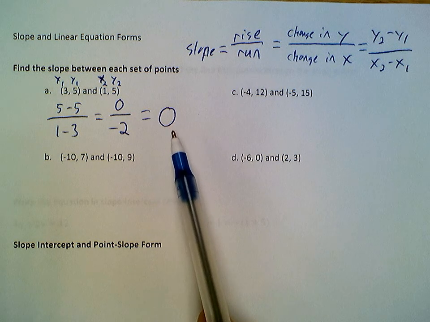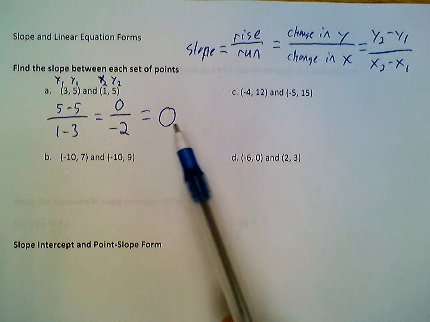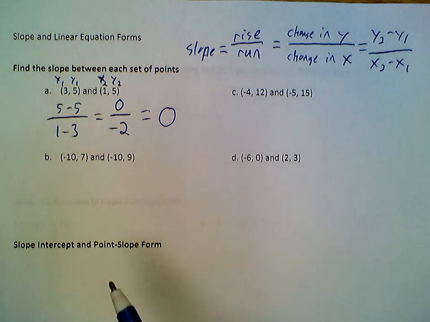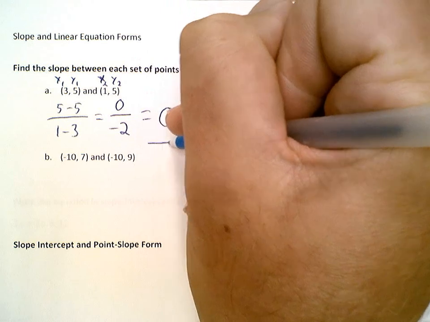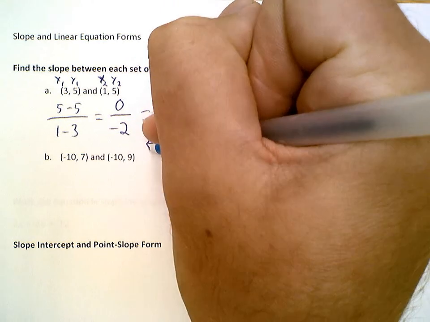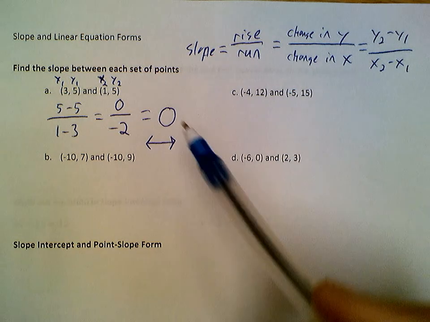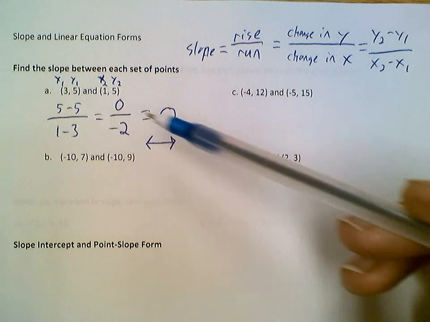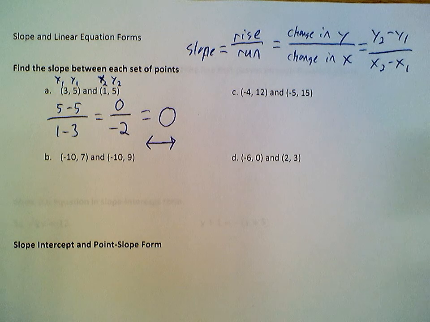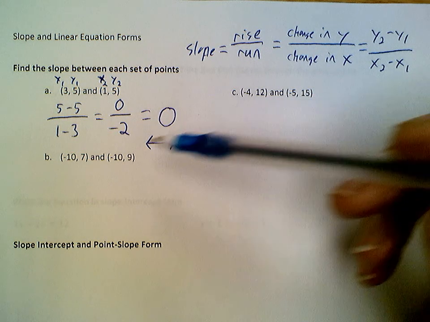Okay? So what does a slope of 0 mean? A slope of 0 means that if you were to graph this equation, it would be a horizontal line. It would be flat, because a slope of 0 means it has no rise. Like the change in y was 0. It has no rise. It only has run. So slope is 0. All right, now look at this next example, B down here.